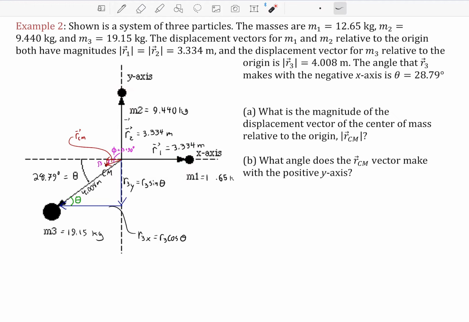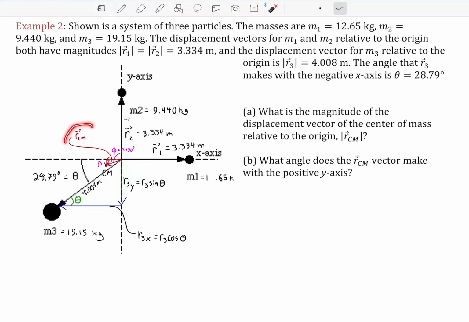And the displacement vector for M3 relative to the origin is given. It's a bit longer. It's 4.008 meters. That's this one right here. All right. The angle that R3 makes with the negative x-axis, that's this angle theta as shown, is 28.79 degrees. So you have all our information. It's just a matter of finding our center of mass. So what is the magnitude of the displacement vector of the center of mass relative to the origin? So we just want to find the length of R_CM.